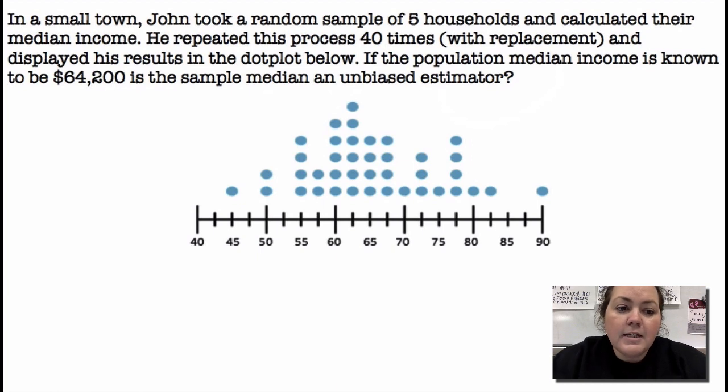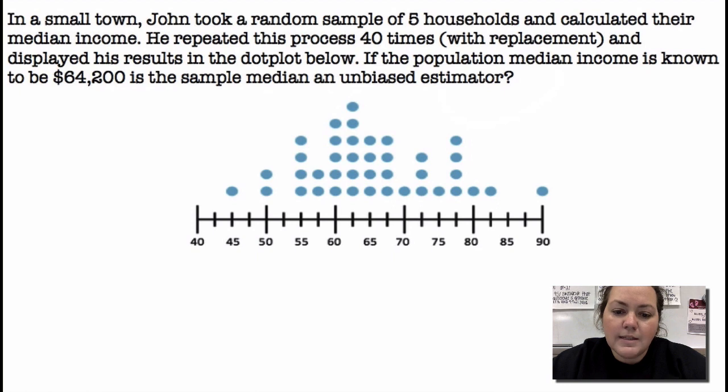This problem: in a small town, John took a random sample of 5 households and calculated their median income. He repeated this process 40 times with replacement and displayed his results in the dot plot below. If the population median income is known to be $64,200, is the sample median an unbiased estimator?